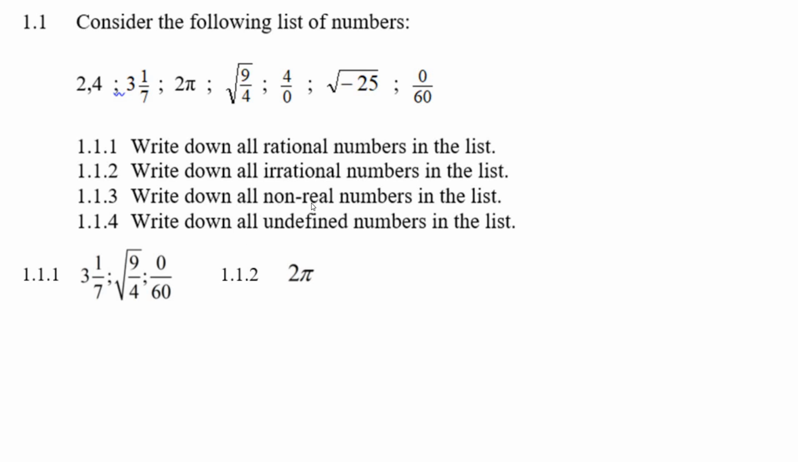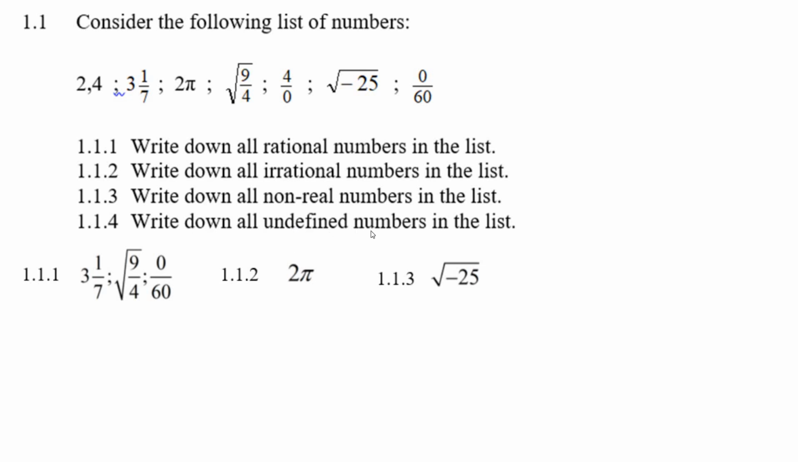Write down all the non-real numbers. Now, your calculator's going to say error when you take the square root of negative 25. It's not a real number, and we don't work with it, but it is a number, but it's non-real. So that's the non-real number. So that's a little bit different.